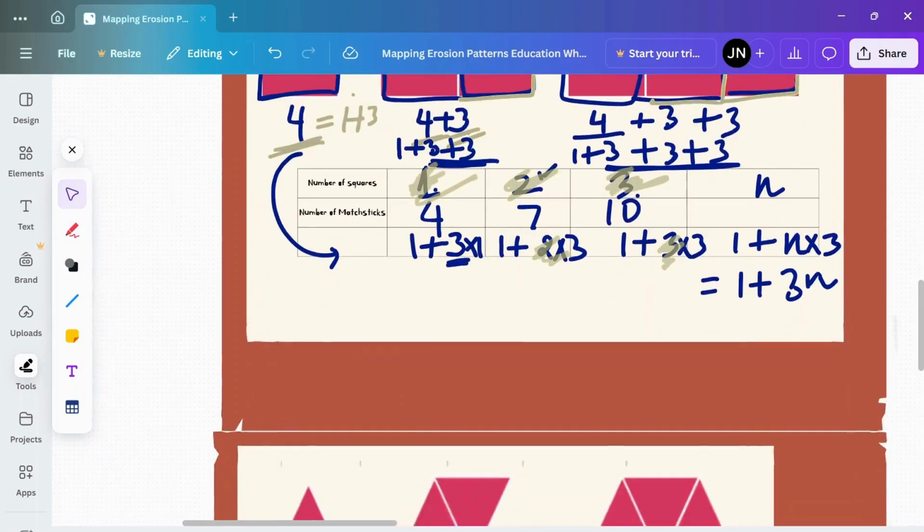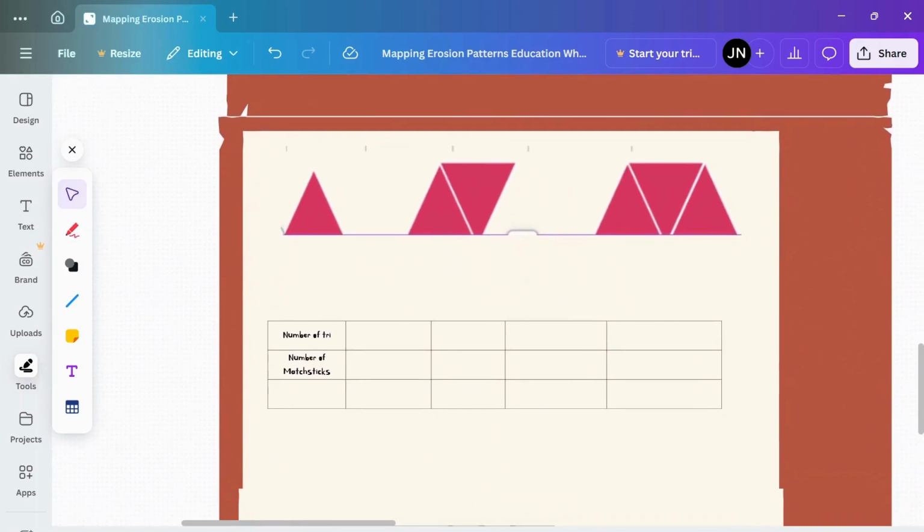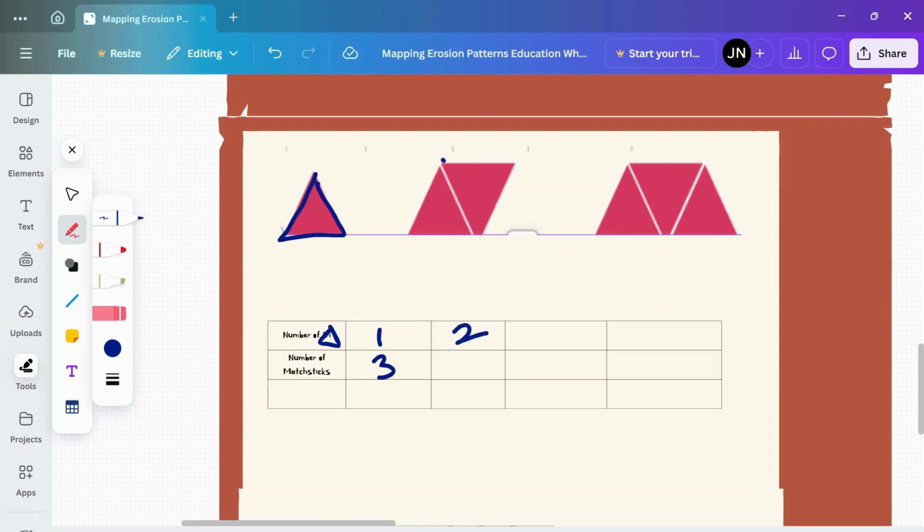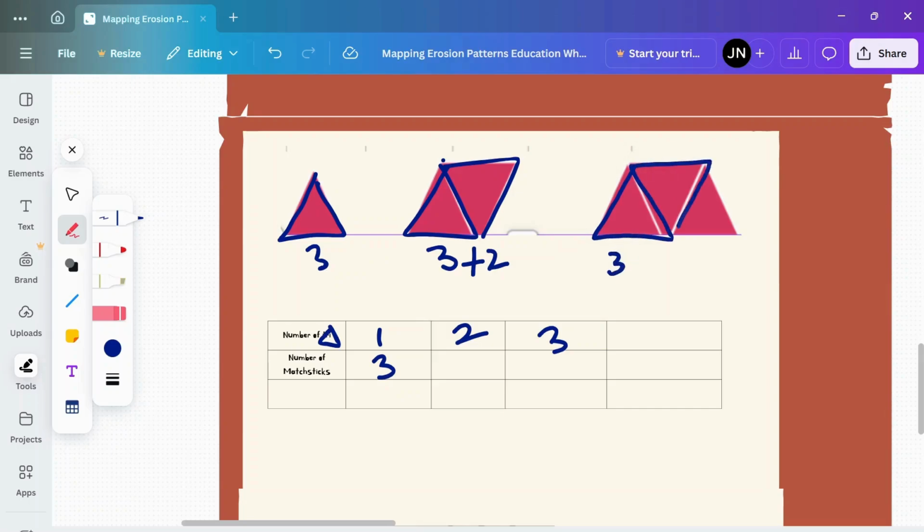Now let us try another shape. This time we are taking triangles. Again, we'll use the same strategy. Let us see if that strategy works for this shape also or not. When we have one triangle, how many sticks are we using? 1, 2, 3. For 2 triangles, we use 3 plus how many more? 2. And for 3 triangles, 1, 2, 3 plus 2 plus 2.